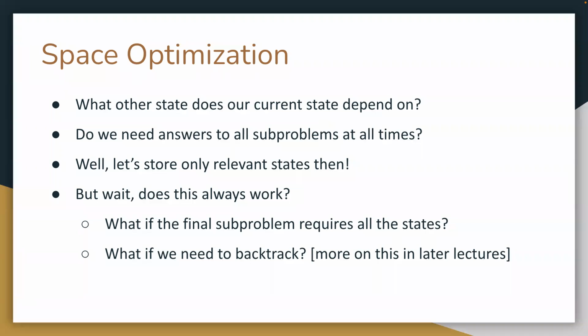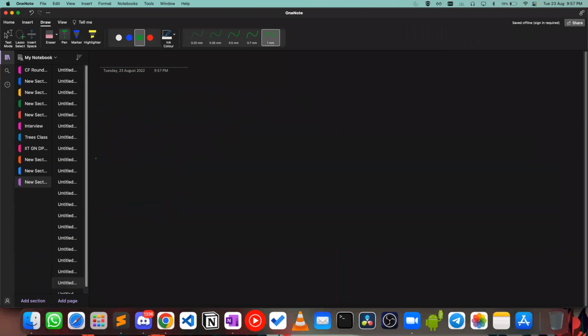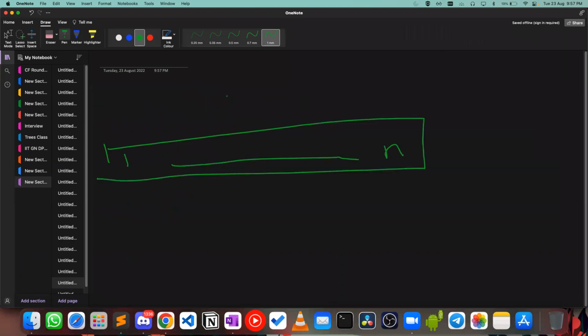Now think about, do we need answers to all the subproblems at all times? When I'm evaluating dp of I, and let's say I'm going from 1 to n, and I'm standing at the ith index, tell me, do I need the answer to all the subproblems starting from 1 to I? Or do I need the answer to just some subproblems? Some or all? This is the question. The answer is some.